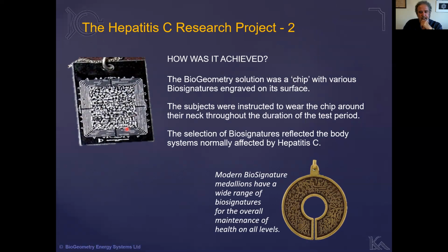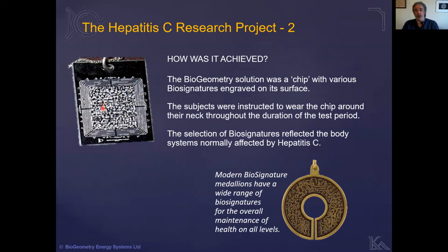Here you can see that instead of using a medallion like the normal medallions we use today in biogeometry, which you see depicted below, what was used was the material from an electronic circuit board, because one could engrave the forms on it. And perhaps it had a benefit because people, when they were given this, didn't look at it as something esoteric, which one could then accuse of provoking a placebo effect. They're seeing something which might look more technical. So the biogeometry solution was a chip with various biosignatures engraved on its surface.